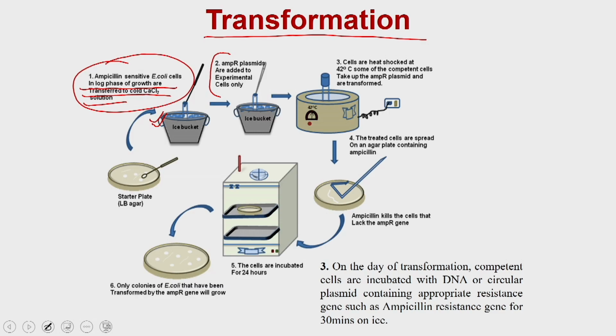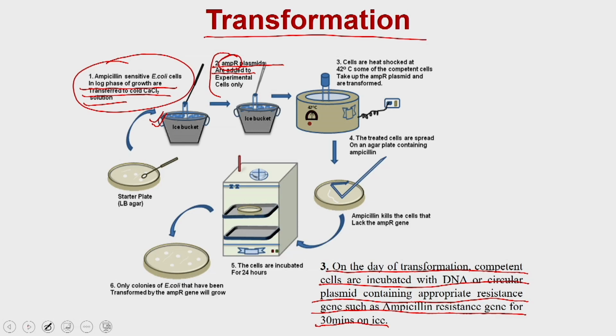On the day of transformation, you take out one vial and put it into the ice bucket, and then you incubate the plasmid which you want to transform. In this case, we have taken a plasmid containing the ampicillin resistance, and you incubate the competent cells with that plasmid in ice for 30 minutes. So, on the day of transformation, the competent cells are incubated with DNA or the circular plasmids containing resistance genes such as ampicillin for 30 minutes on ice.